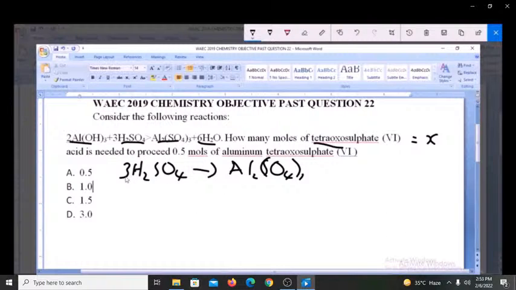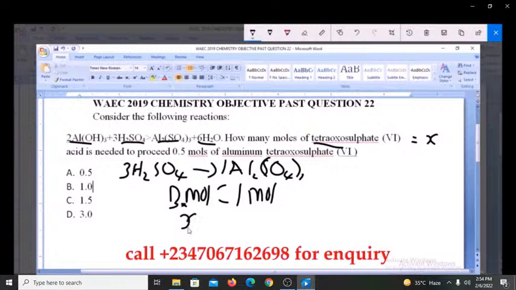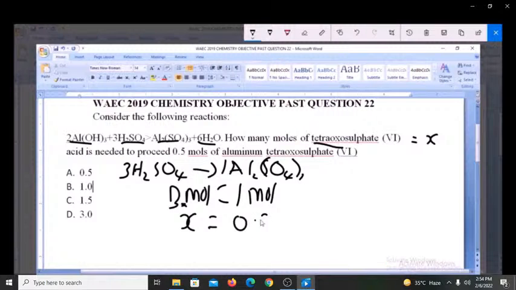Now, if 3 moles of H2SO4 produces 1 mole of this, so I'll add 1 here, that is 3 moles produces 1 mole. How many moles will produce 0.5 moles?